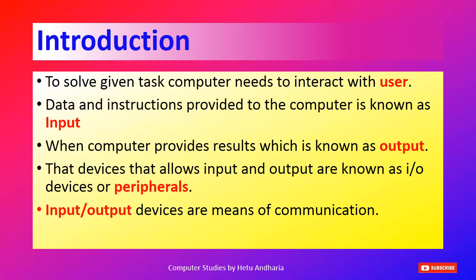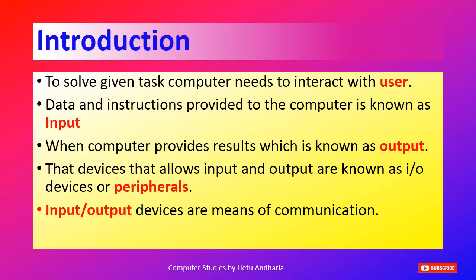So we begin. Now see, first thing is, to solve any given task, computer needs to interact with the user. Computer requires data and instructions to be provided by the user. Now here I would like to explain the clear meaning of data and instructions. The meaning of instructions which comes to your mind may not be correct. So let me explain. Instructions means nothing but programs. This is not clarified in any of the books. So it is very important for you to know what instructions are.